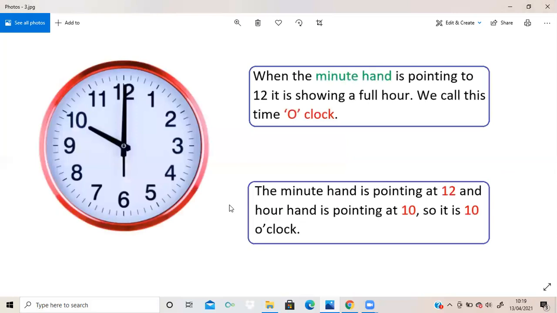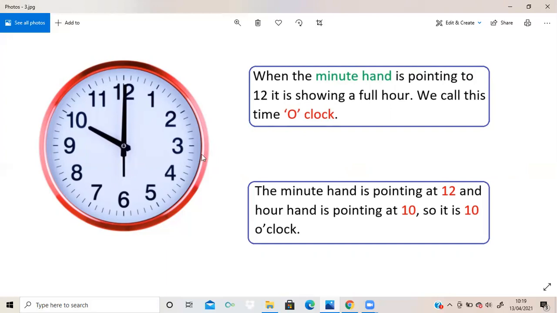And today our topic is learning o'clock. I mean exactly 10 o'clock or 2 o'clock or 5 o'clock. So before we learn o'clock, we need to know exactly where the minute hand should be and where the hour hand should be. In this picture we can see the minute hand is pointing at 12.